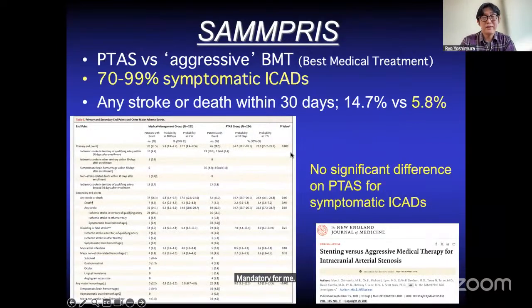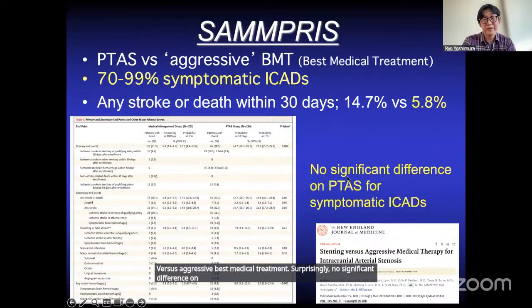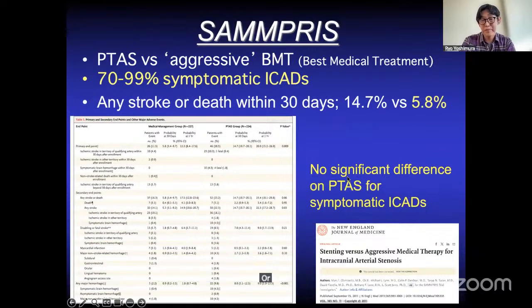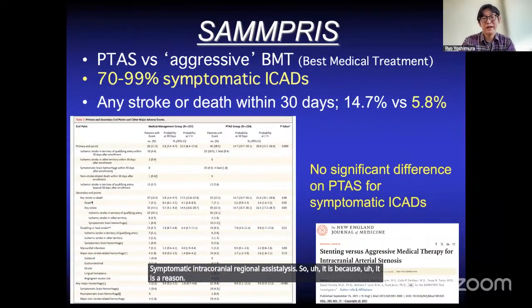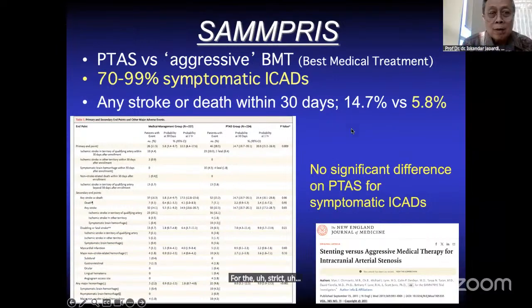This is a famous randomized control trial, SAMMPRIS. It is a trial of PTA and stenting versus aggressive best medical treatment. Surprisingly, there was no significant difference in favor of PTA or stenting for symptomatic intracranial atherosclerotic stenosis. So this is the reason for the strict indications of PTA and stenting.